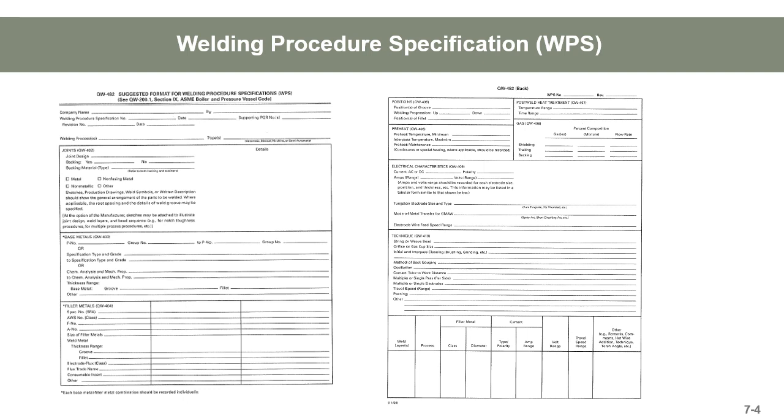So some welding processes have variables that other processes don't. Shielding gas. Shielded metal arc does not have shielding gas.